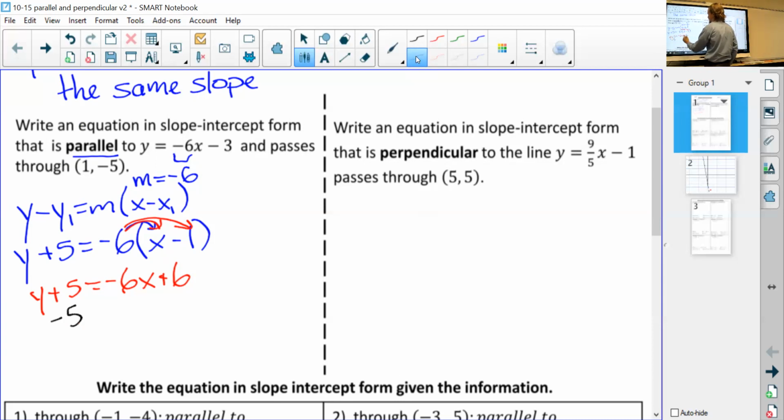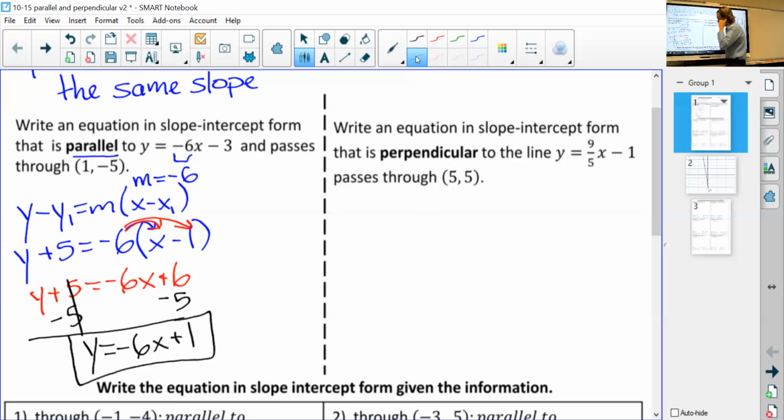There it is. Okay, minus 5. So that's going to cancel, so we're left with y equals negative 6x. Let's see, 6 minus 5 is 1. So here is our new equation. Okay? So that's how we do it mathematically.